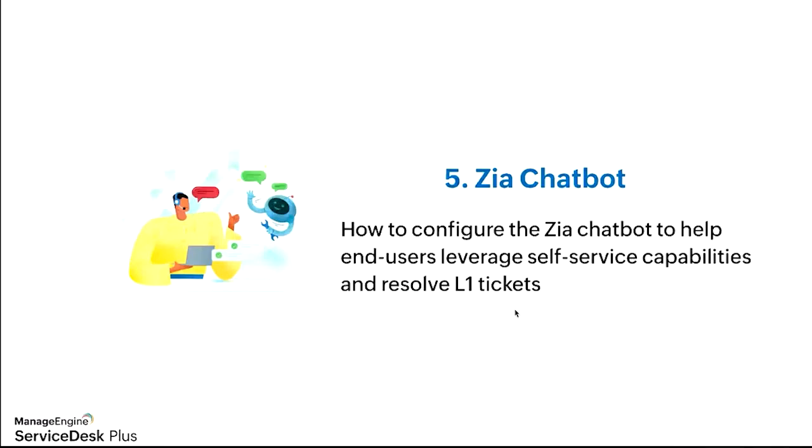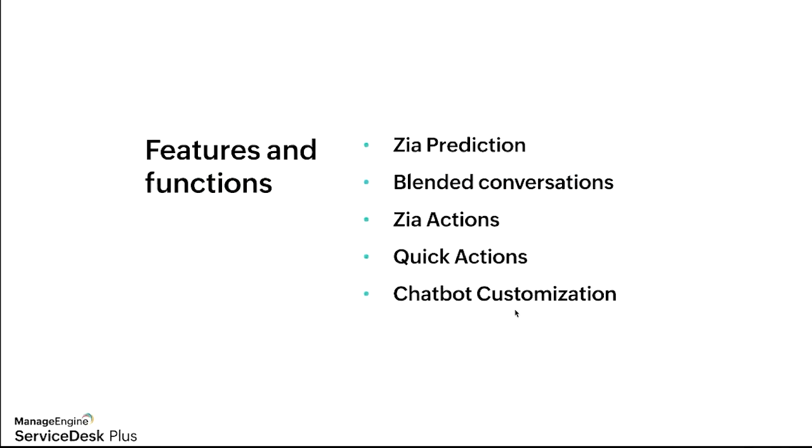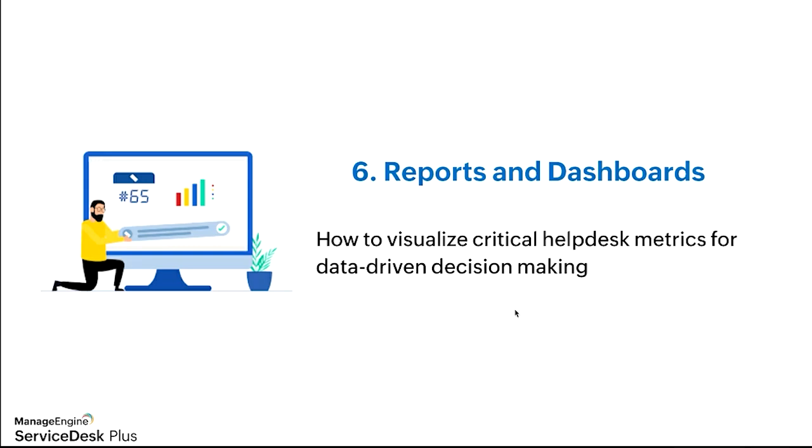Just to summarize here, we have gone through the Zia prediction, and we have also made use of the Zia actions and blended conversations where we were able to predefine responses so users can select a respective answer and get their queries answered. We were also able to make use of the quick actions, where we were able to create the topmost five actions that can be visible to a requester and technician, and we were able to change the look of the chatbot using the customization menu. Next, we will see how we can make use of the reports and dashboards functionality.